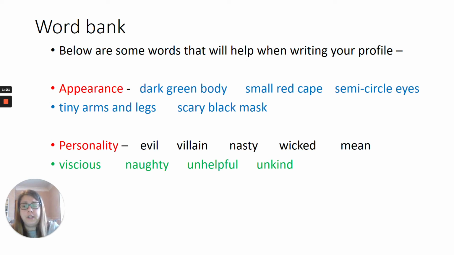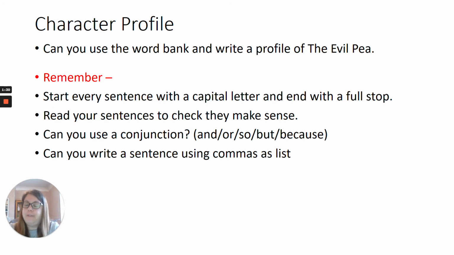So what you're going to do is you're going to write some of these words into sentences, trying to remember all of these things. So start every sentence with a capital letter and end with a full stop. Read your sentences to check they make sense. Can you use a conjunction in your work? And, or, so, but, because? And can you write a sentence using comma as a list?